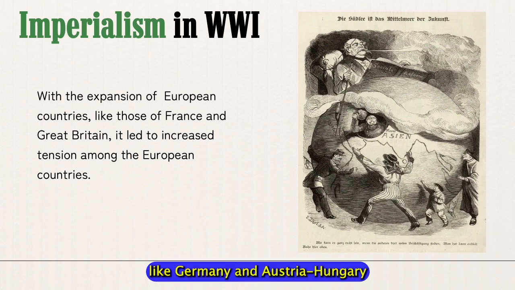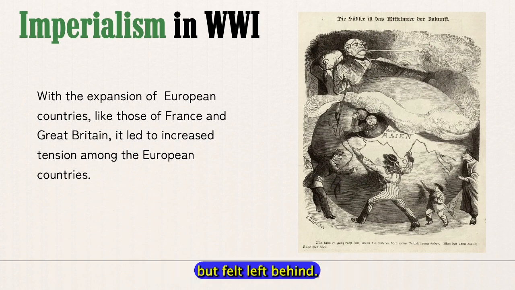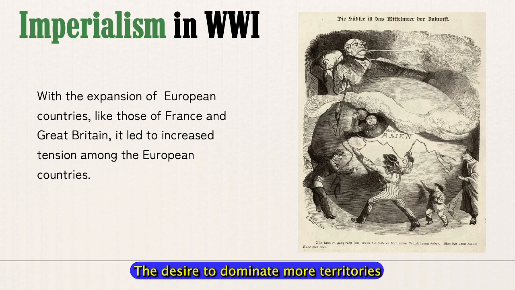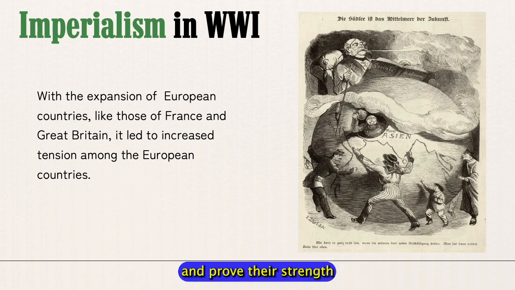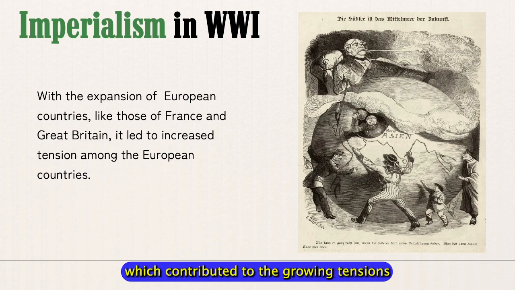Other nations, like Germany and Austria-Hungary, wanted to expand their own empires but felt left behind. This competition for colonies and resources led to rivalries and mistrust between the major powers. The desire to dominate more territories and prove their strength made countries more aggressive, which contributed to the growing tensions that eventually led to World War I.